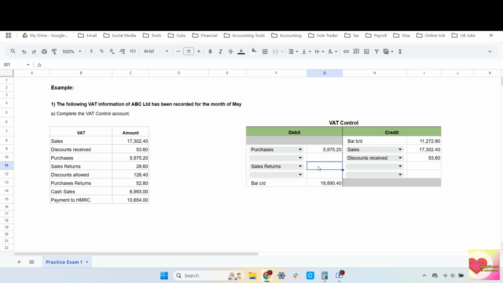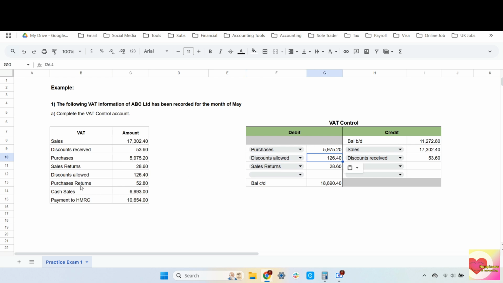Next is discounts allowed. We are already done with the discounts received, so you might think to just put it to the opposite side because they are opposites. However, I do advise you to still analyze it first to make sure both of them are in their correct places. So let's analyze. Discounts allowed are the discounts that we have allowed to our customers for our sales, so it decreases our sales. We record sales in credit, therefore the discounts allowed that decreases our sales should be recorded in the opposite side, which is debit, and so is the VAT.